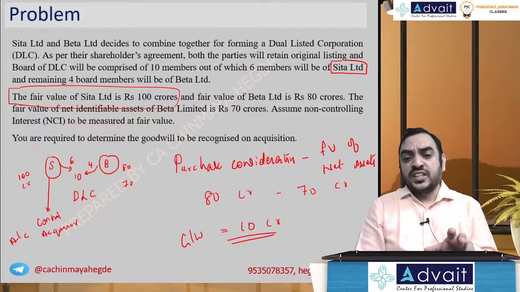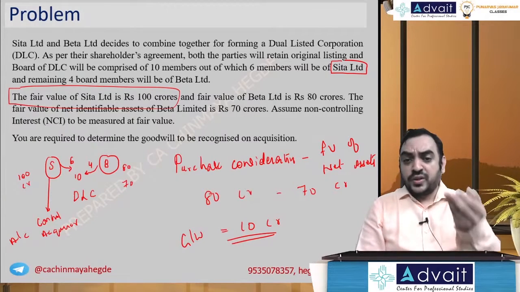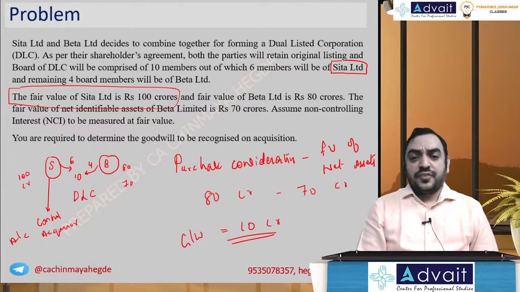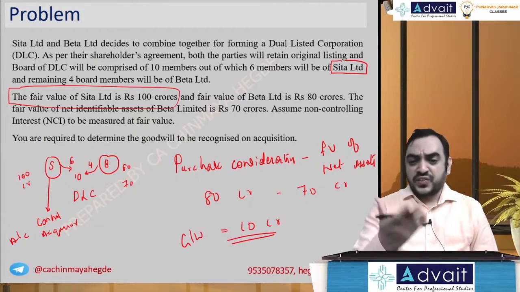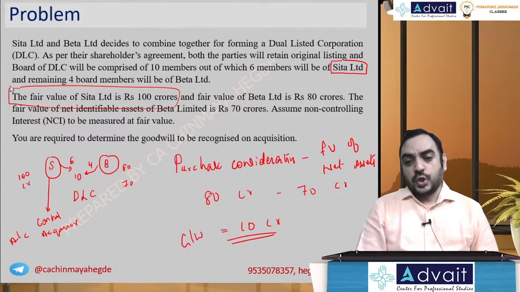So goodwill will only be with respect to what is being taken over. So Beta Limited is taken over. That is, fair value is 80 crores and net identifiable asset is 70 crores. So the difference, that becomes 10 crores, is the goodwill.